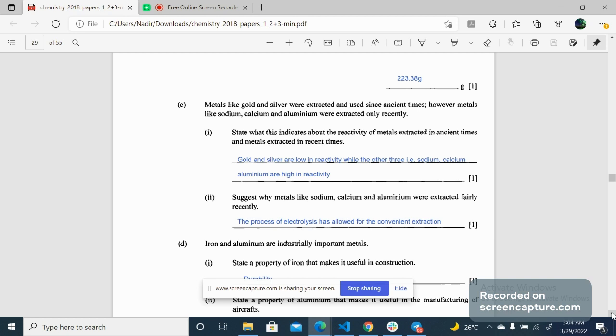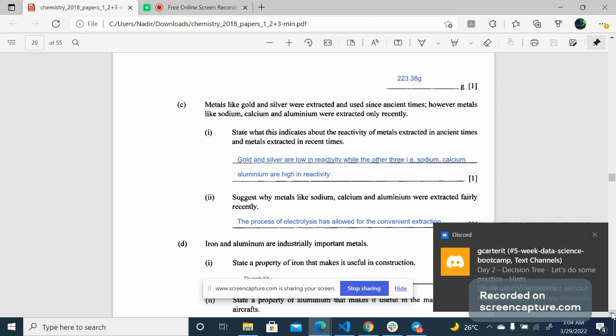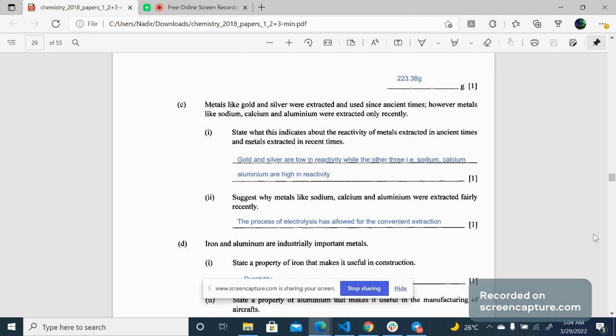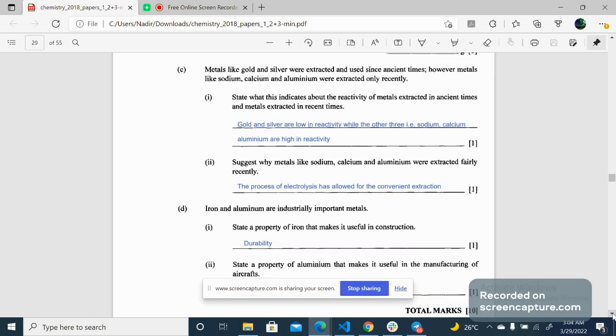Again, somewhat the same thing. Why are metals like sodium, calcium, and aluminum extracted recently? In this time and age, we also have the methodology of electrolysis, and this electrolysis has made things a lot easier in the context of extraction. Some of the extraction can be done using electrolysis as well. So the process of electrolysis is very useful in this context.